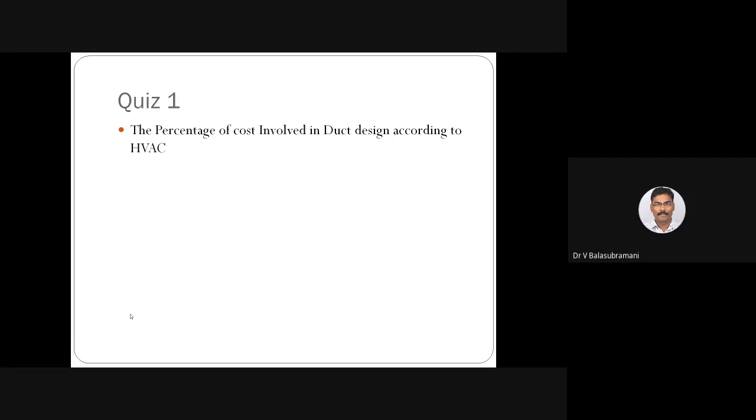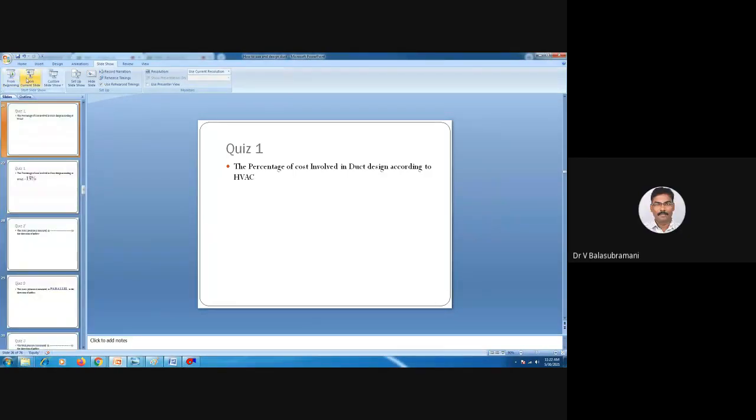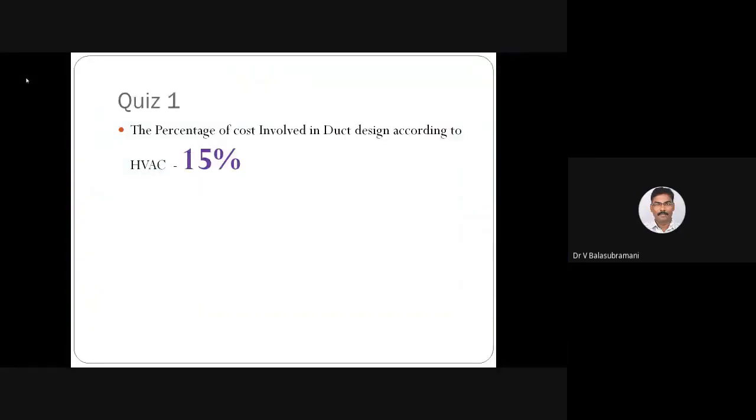Okay, so up to now I have given the important basics of duct, and now I will ask some questions related to my lecture. You try to answer my questions. I will ask only 5 questions. What is the percentage of cost involved in a duct design according to HVAC? Anyone? 15, sir. Very good. Exactly correct. 15 is correct.